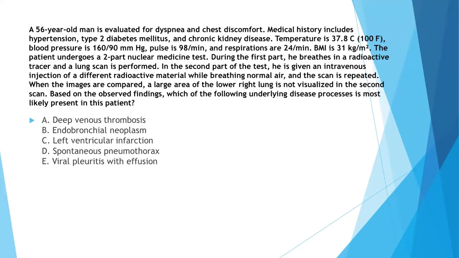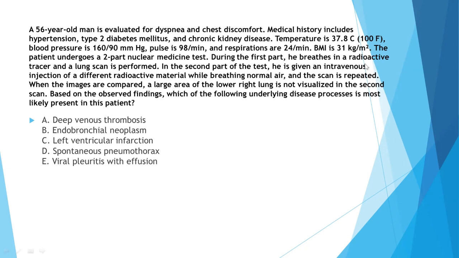So, which of the following underlying disease processes is most likely present in this patient? Here we have a 56-year-old man who is being evaluated for dyspnea and chest discomfort. Medical history includes hypertension, type 2 diabetes mellitus, and chronic kidney disease. Temperature is 100 degrees Fahrenheit, blood pressure is 160 over 90, and pulse is 98. Respirations are 24 per minute. BMI is 31.